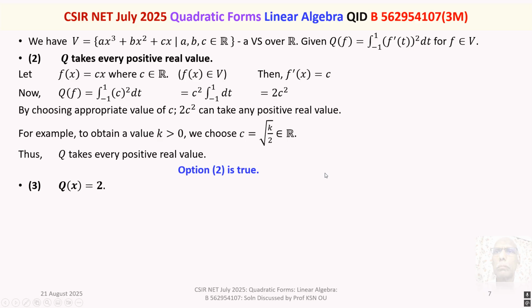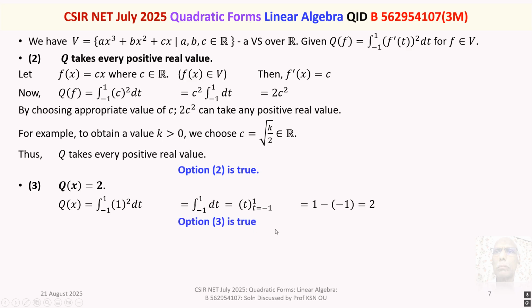Option 3 is true. What is the polynomial? The polynomial is x. We have already seen Q of x is 2. So Q of x is equal to the integral from -1 to +1 of the derivative of x, which is 1, squared, dt. That is the integral from -1 to +1 of dt, which gives you 2. So option 3 is true. In this question, we have to find the option which is false, which we have already seen. Option 4 is false. So the answer to this question is option 4.